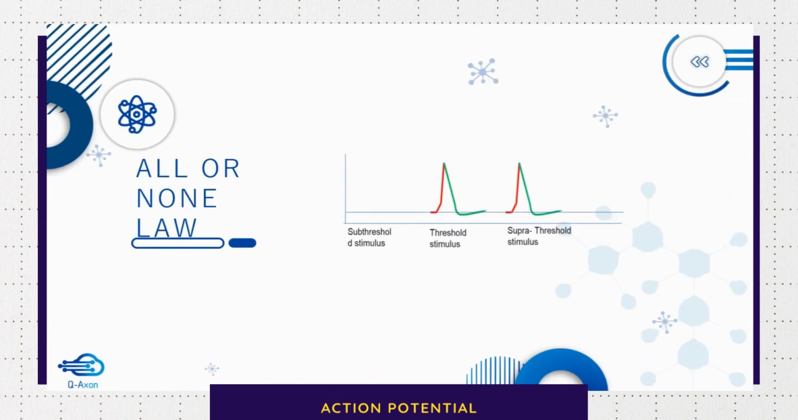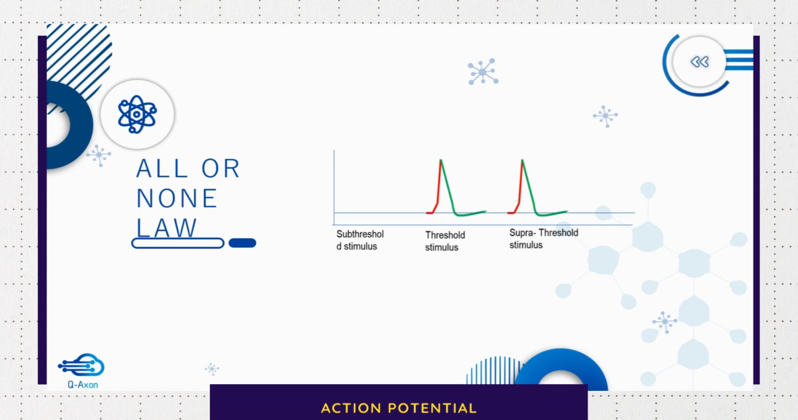So this is a depiction of the all or none law. You can see that when you apply a sub-threshold stimulus, there is no action potential, zero response. Whereas when you apply a threshold stimulus, you get an action potential of maximum amplitude. And after this, even if you increase the strength of the stimulus, the amplitude of the action potential remains constant. It doesn't increase any further.